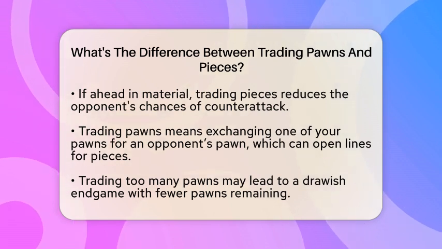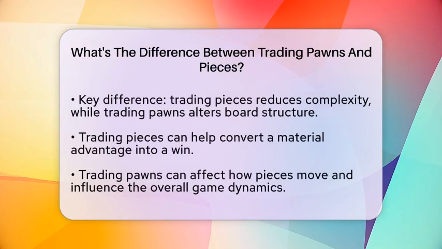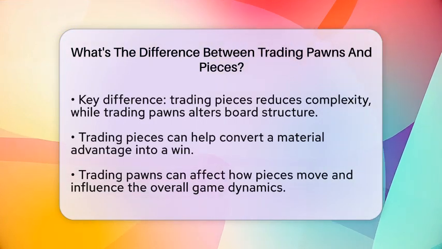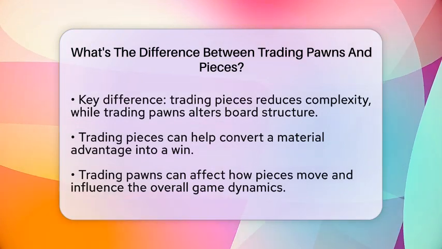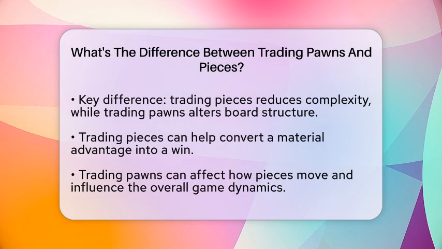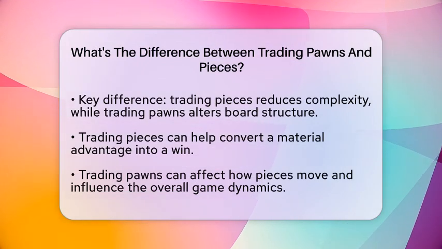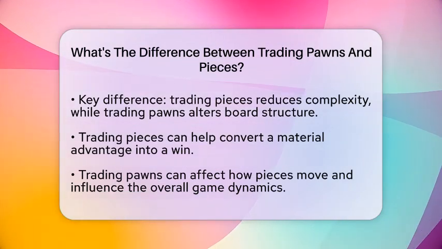Trading pieces often reduces the complexity of the game. It can make it easier for you to convert a material advantage into a win. On the other hand, trading pawns can change the board's structure. It can open or close files and affect how your pieces move.